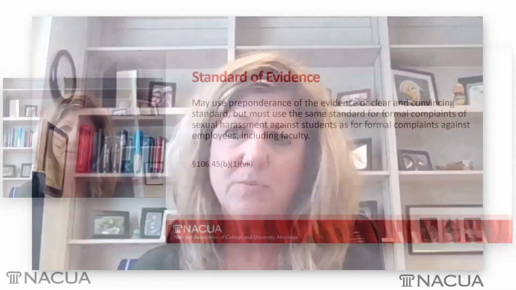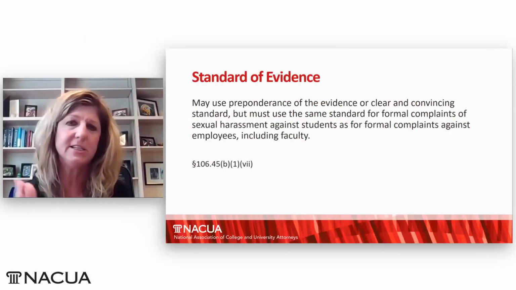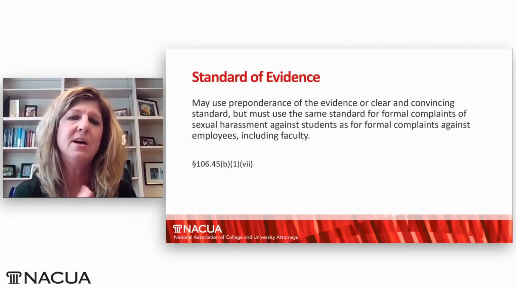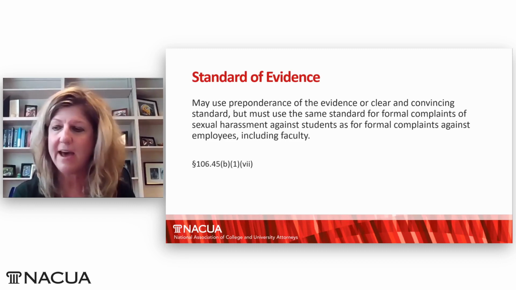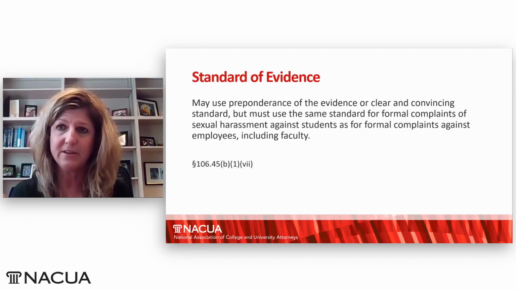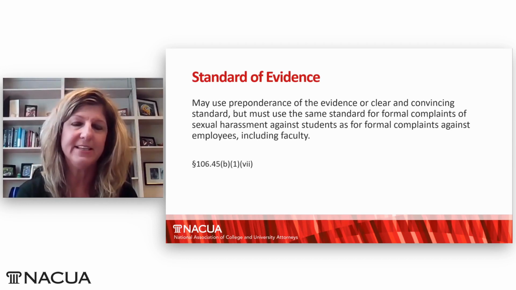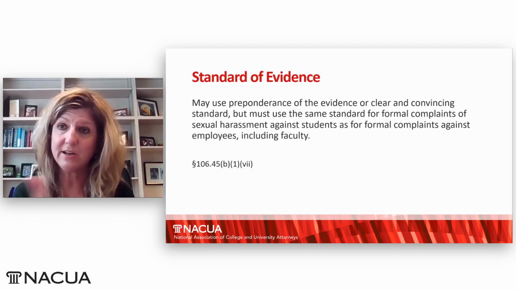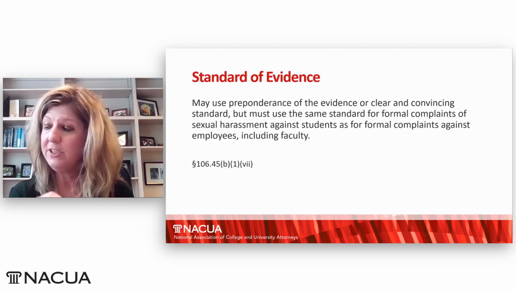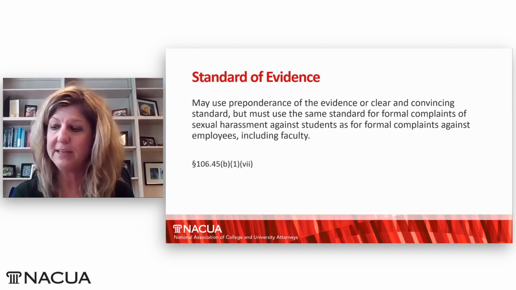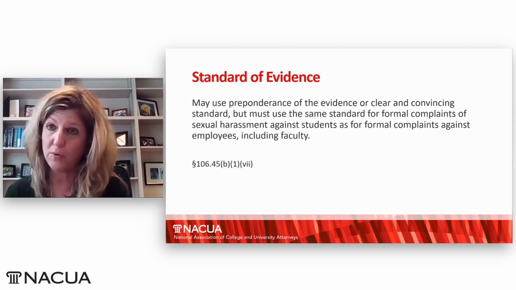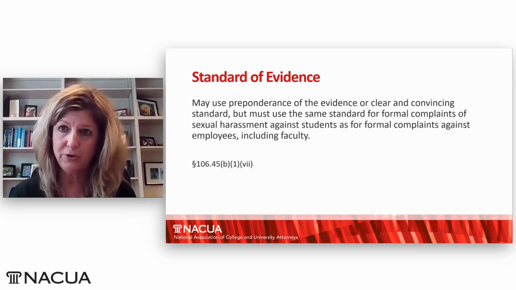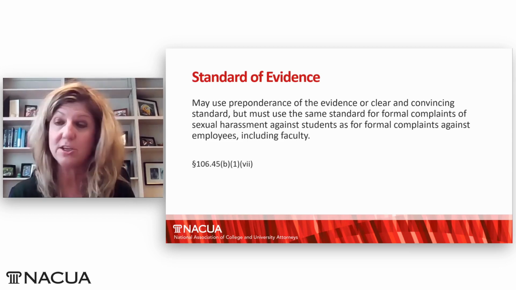The standard of evidence was an important issue in the draft regulations, and it's an important issue in the final regulations. The final regulations say that your standard of evidence can be the preponderance of the evidence, the whole scales of justice, or you can use a clear and convincing evidence standard. However, and it's a big however, whichever of those two standards you use, you have to use the same standard for formal complaints of sexual harassment under Title IX against students as you do for employees, including faculty. So whatever you use, it has to be a standard that you can use across the board.